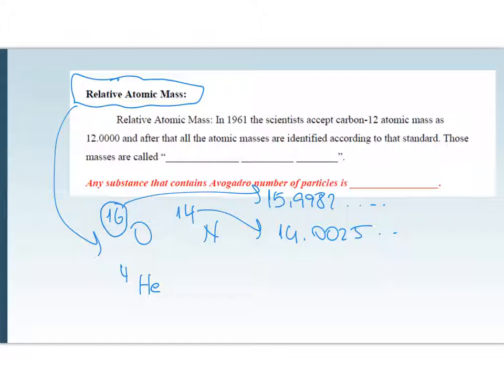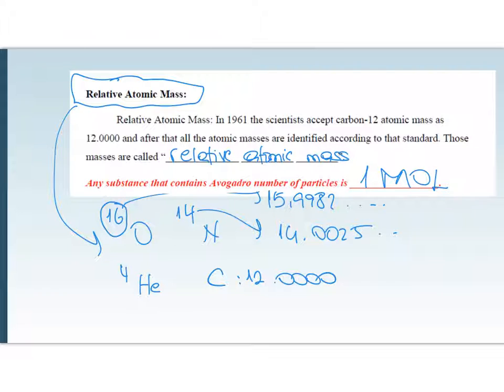So in order to have better calculations, the scientists decided to accept the carbon's mass number as 12.0000. So they arranged all the elements' mass numbers dependent on this carbon atom, and these mass numbers are called relative atomic mass. And any substance that contains Avogadro number of particles is 1 mole.